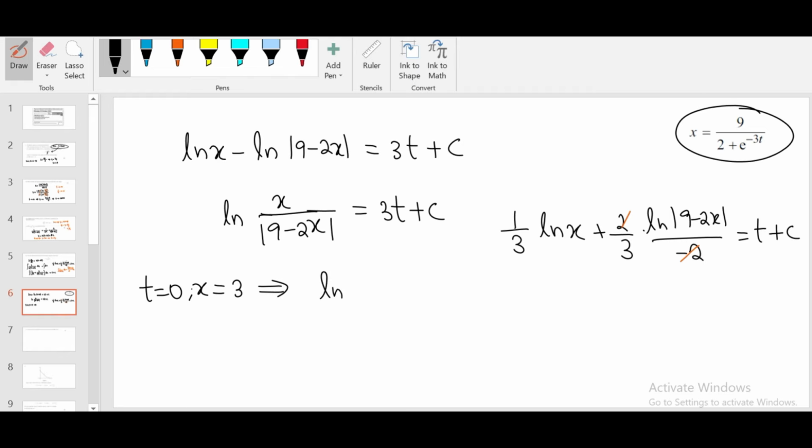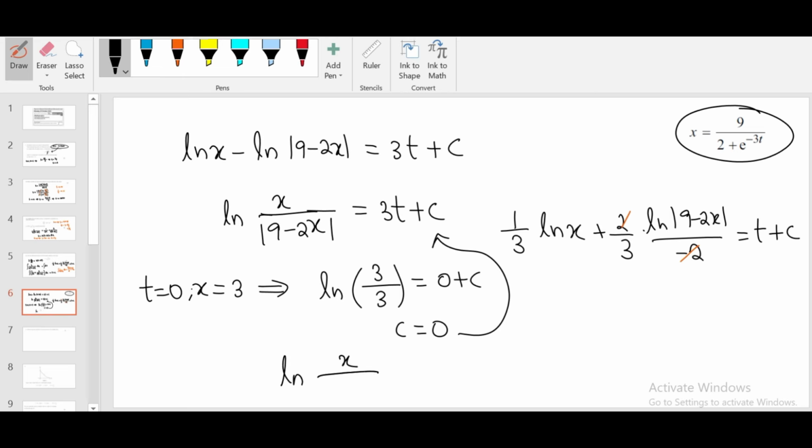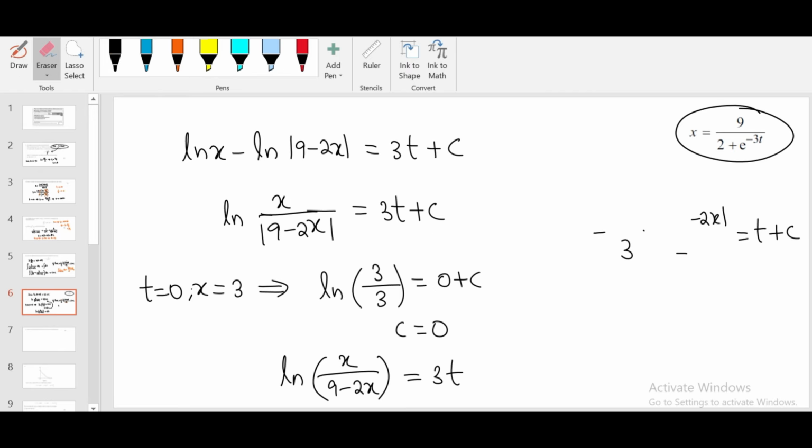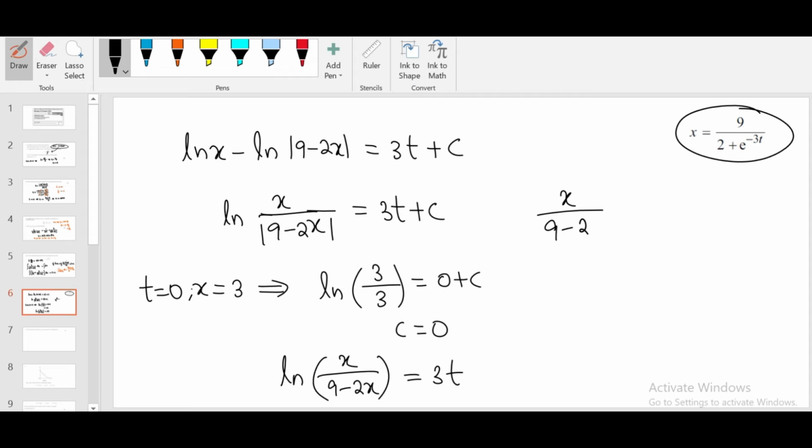Sub in here, you will get ln 3 over 9 minus 6, which is also 3, is 0 plus c. So we will get ln 1. ln 1 is also 0. C is 0 actually. So sub back in here. Now we can remove the modulus and write it this way. Is equal to 3t. So remove ln, it becomes x over 9 minus 2x is equal to e power 3t.